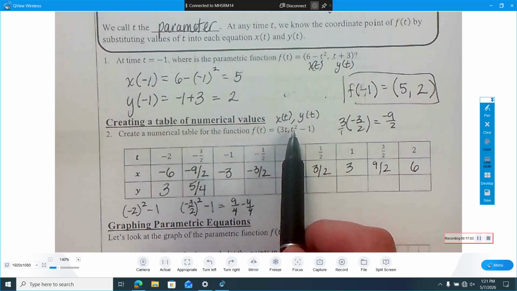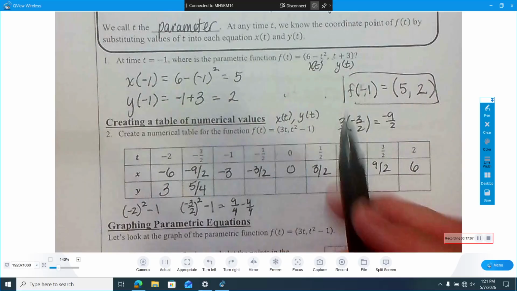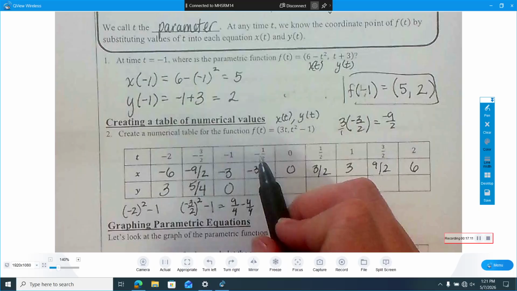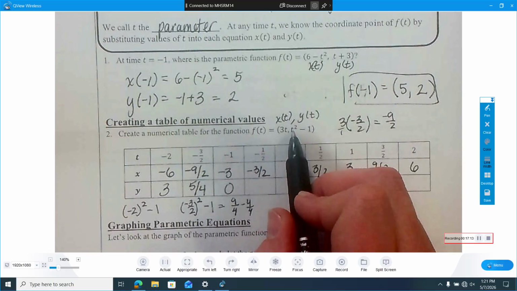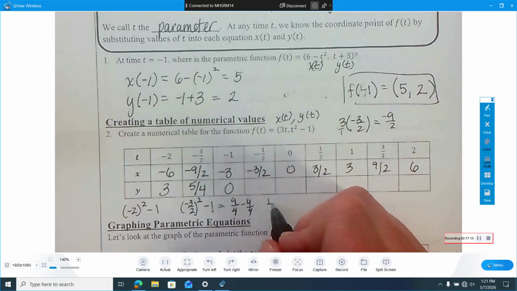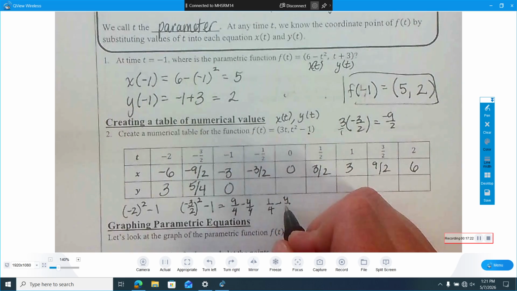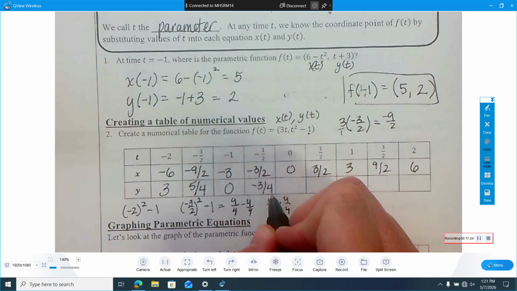All right, what is -1 quantity squared? -1? 0. All right. And then we're going to have -1/2 quantity squared. 1/4 minus 4/4 is -3/4. Very good.